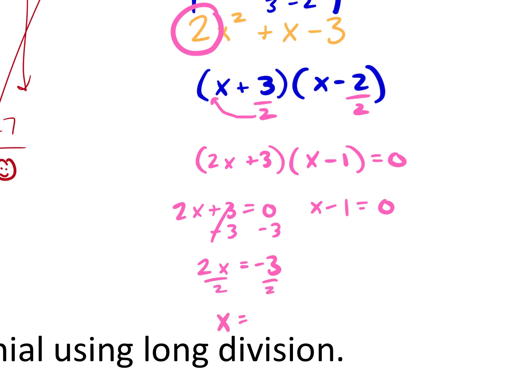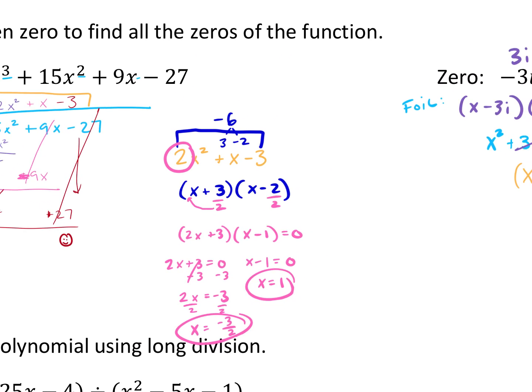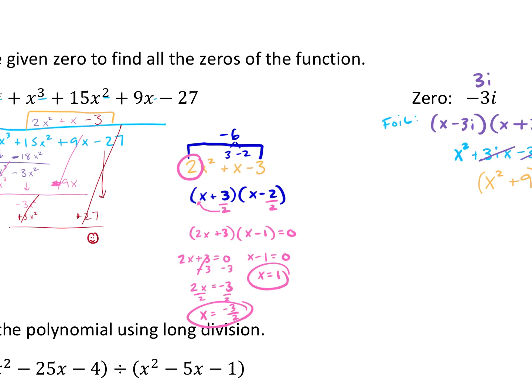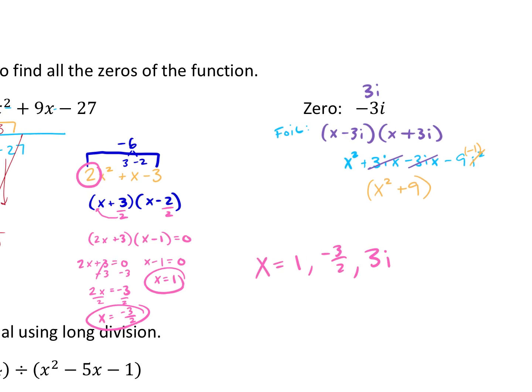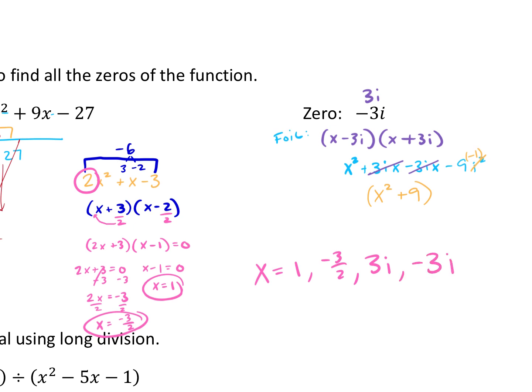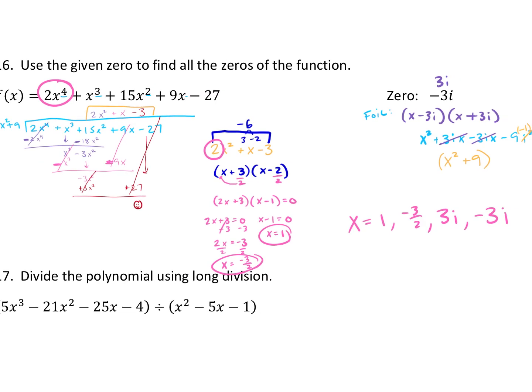So x is equal to negative 3 over 2, and x is equal to 1. Because we subtracted the 3. So all of our x's are 1, negative 3 halves, 3i, and negative 3i. We started with an x to the 4th power function, so I have 4 zeros here.